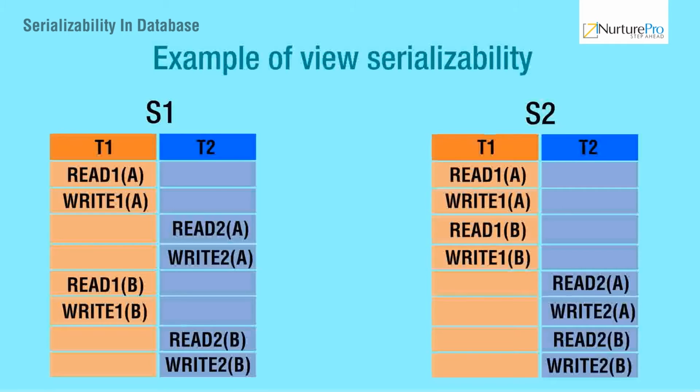According to the conditions of view equivalent, the first condition is data item A read by T1 in S1 is the same as S2 because T1 also reads the same data item A in S2. Similarly, for the data item B read by T1 in S1 is the same as S2 because T1 also reads the same data item B in S2. So, this condition is true.